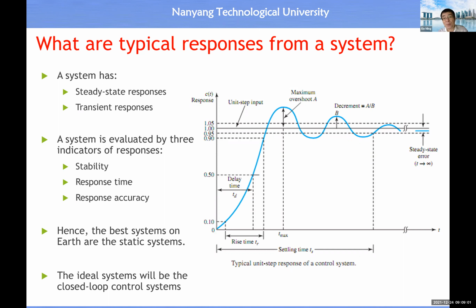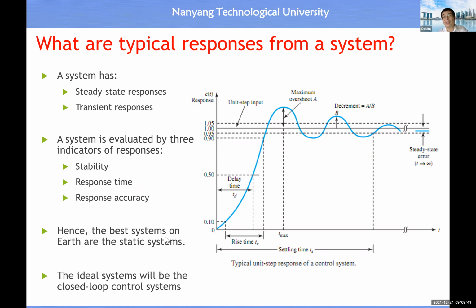And the answer should be the static system, because once you have a transient response it will produce error. Another way to understand this answer is to use these three criteria. Could we have a system which is 100% stable, has zero response time, and 100% accuracy? The answer is yes. Then what is this type of system? The answer is the static system. So this is the best system: 100% stability, zero response time, and 100% response accuracy. These systems are called static systems.